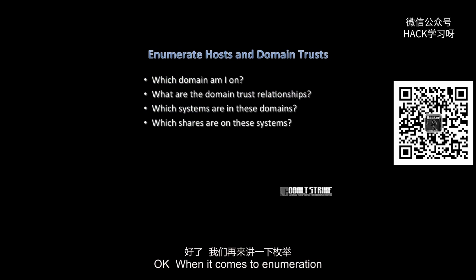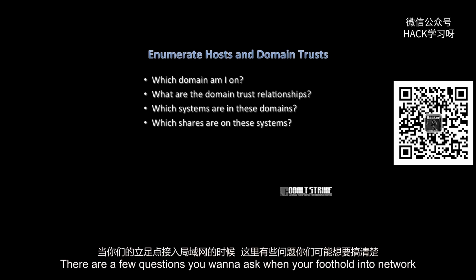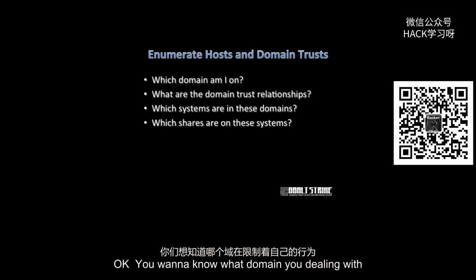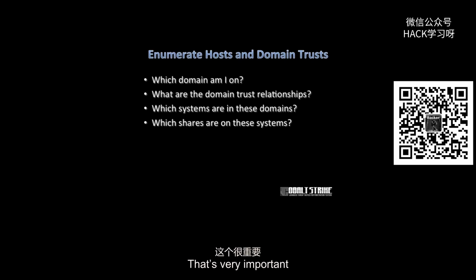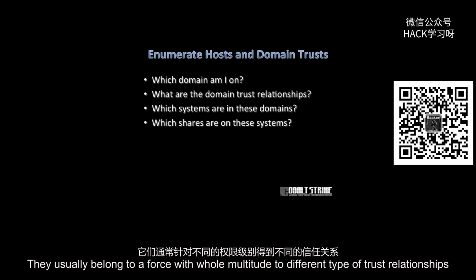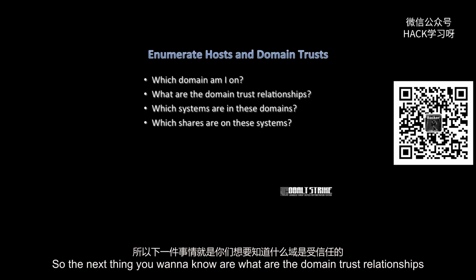When it comes to enumeration, there are a few questions you want to ask when you have a foothold in the network. First and foremost, you want to know which domain you are on. You want to know what domain you're dealing with. That's very important. But domains don't usually exist in isolation in a big enterprise. They usually belong to a forest with a whole multitude of different types of trust relationships. So the next thing you want to know is what the domain trust relationships are.